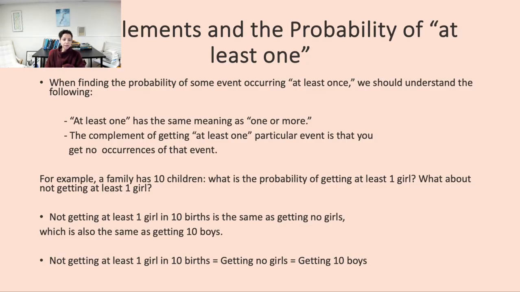Okay? So for example, a family has 10 children. Let's just assume that there's only girls and boys in the world. What is the probability of getting at least one girl? And what about not getting at least one girl? So we have to understand the internal logic that not getting at least one girl in 10 births is the same as getting no girls, which is also the same as getting 10 boys.